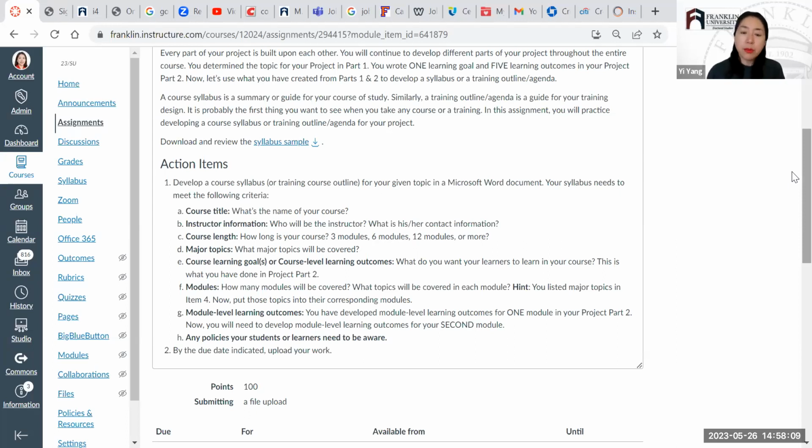Okay, and also make sure that you address any policies you need to make students aware of. For example, the late policy, the plagiarism policy, or the disability policy. What are the policies that you would like your students to be aware of? Okay, so that's the syllabus. Of course, it's a sample for you to look at, but I don't want you to just copy and paste everything from the sample, because the sample simply gives you an idea what a product will look like.